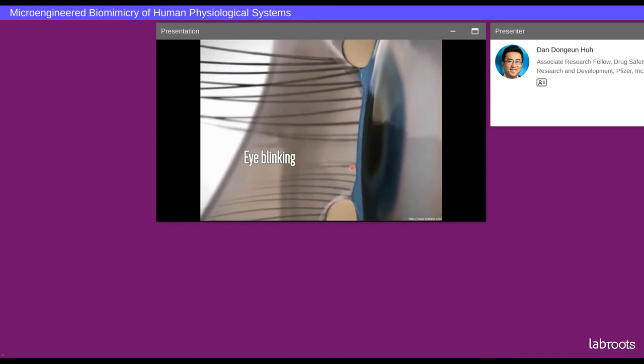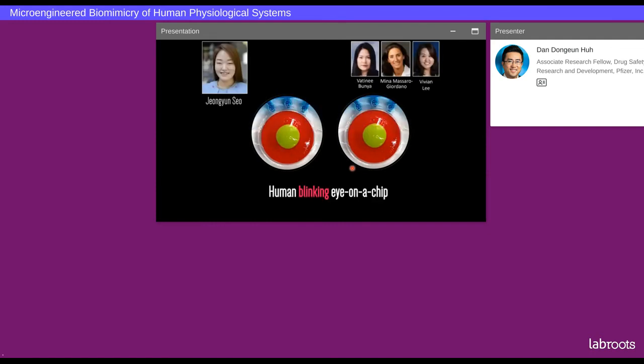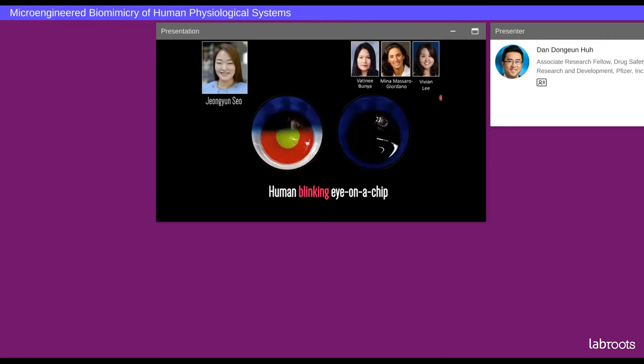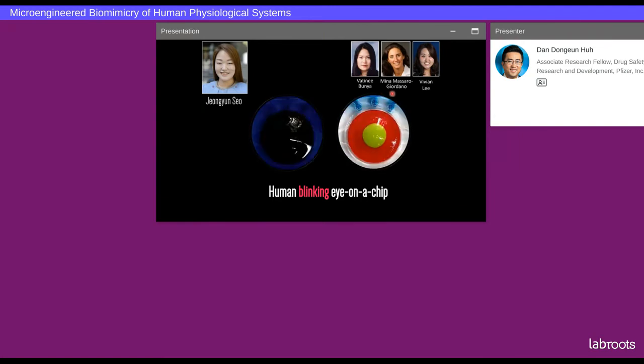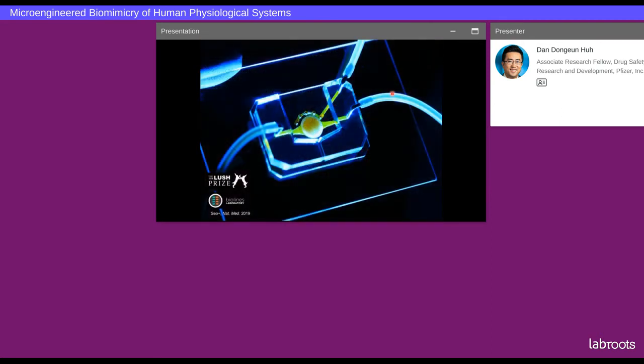So to mimic these essential features, we've created this microengineered device that we call the human blinking eye on a chip. This work was done in collaboration with 3 ophthalmologists at Penn, shown here. This paper came out in Nature Medicine last year, so if you're interested, you can read more about it. And this is what the entire device looks like.